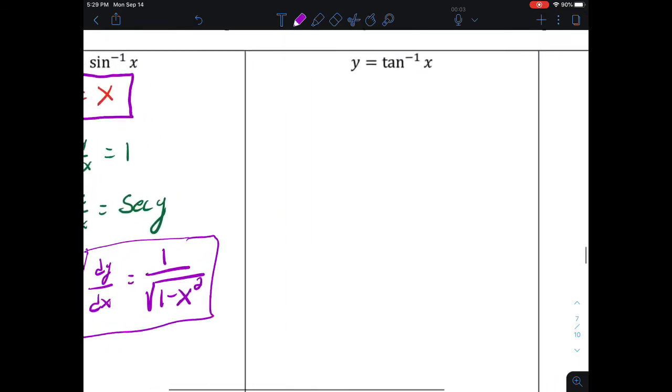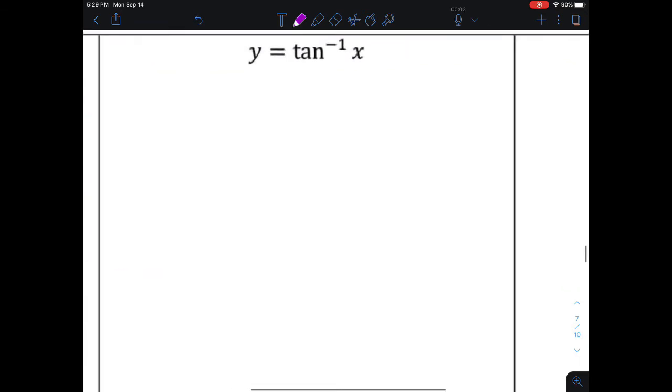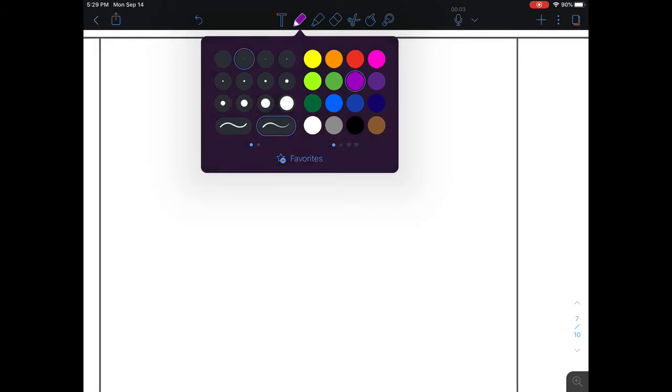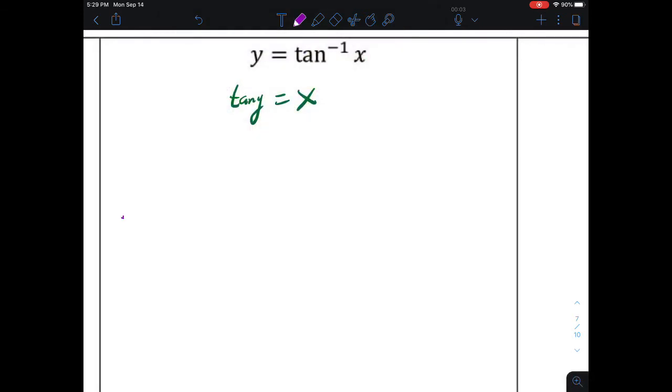Now let's do the same process here for inverse tangent. So I want to find what the derivative of inverse tangent of x would be. Remember that if I apply tangent to both sides, I'd have tangent of y is equal to x. And if you wanted to, we could go ahead and make that right triangle like we did before. We kind of get an idea of where this is going.